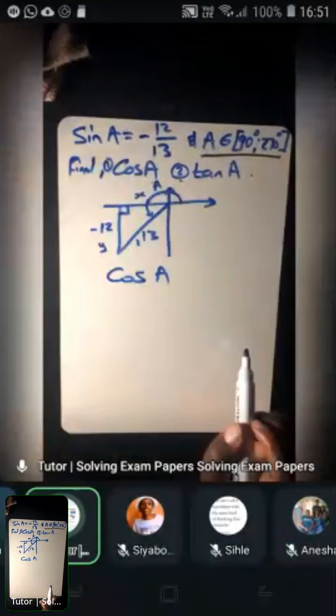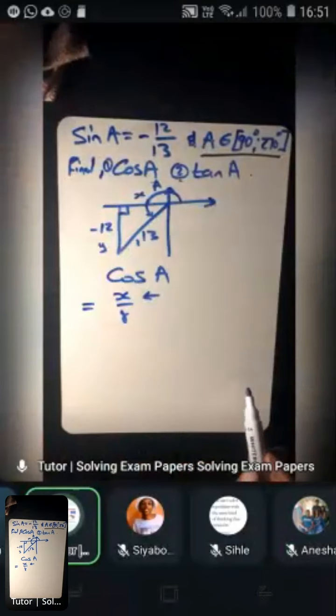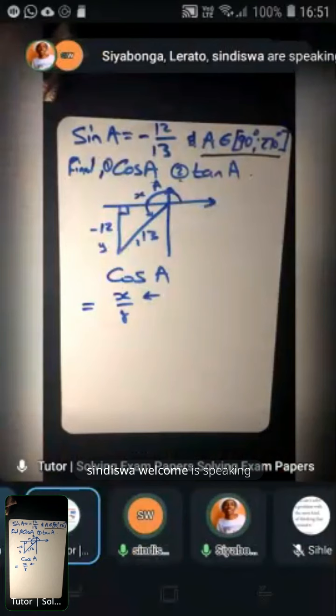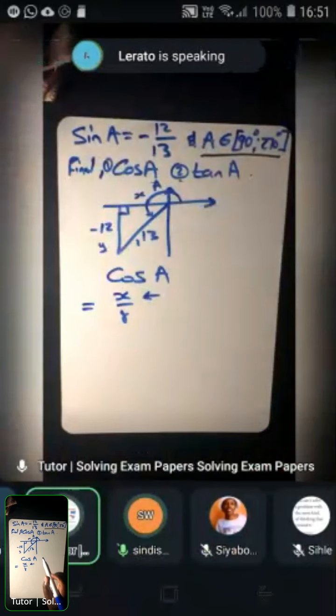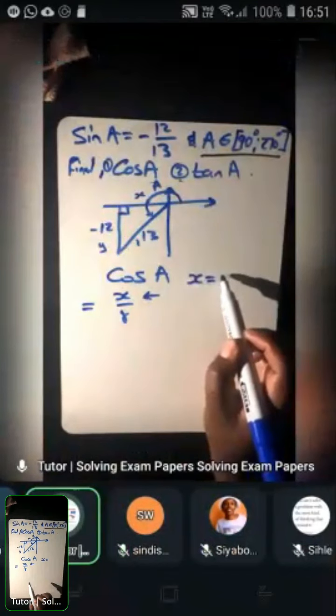So can you see this question? It seems a bit easy, but it requires a bit of work to do. So we know that cos is x over r. But in this case, we do not have x. So is there someone who wants to guess how we can find the x value? By using the Theorem of Pythagoras. 100%. So after using the theorem of Pythagoras, what value of x are we getting?